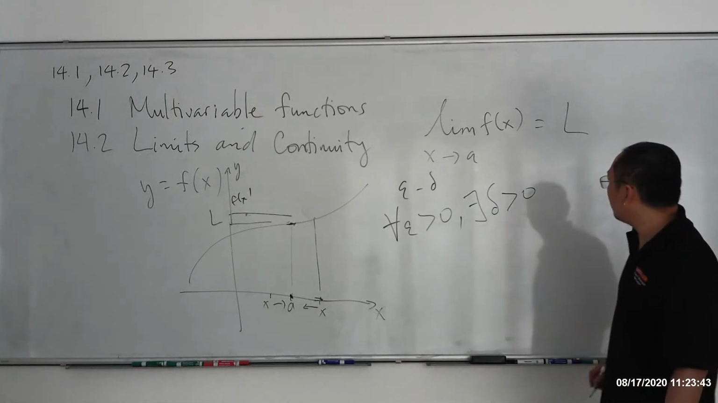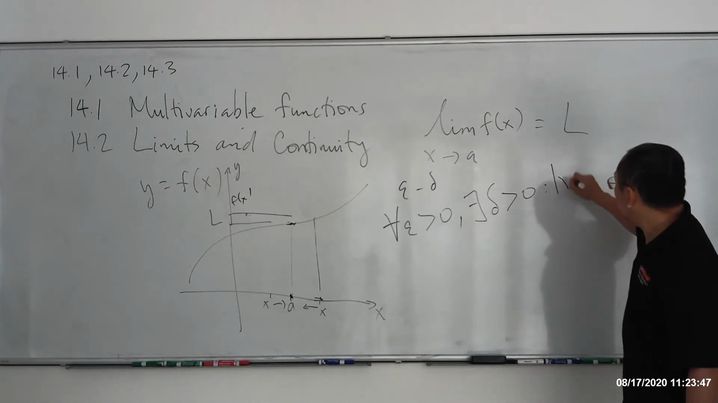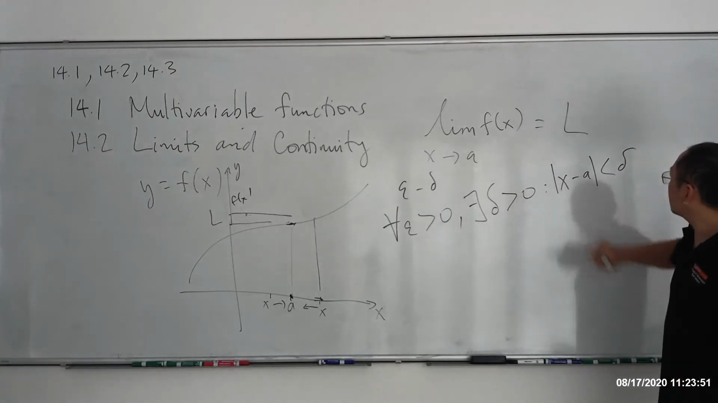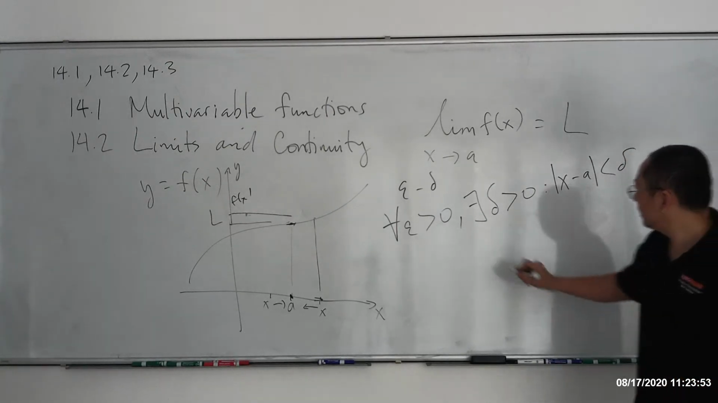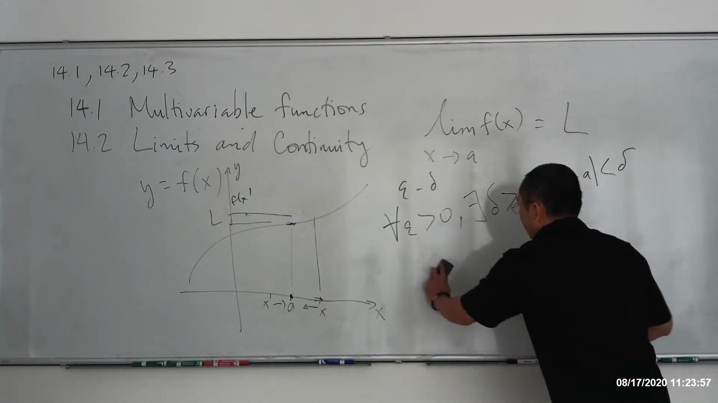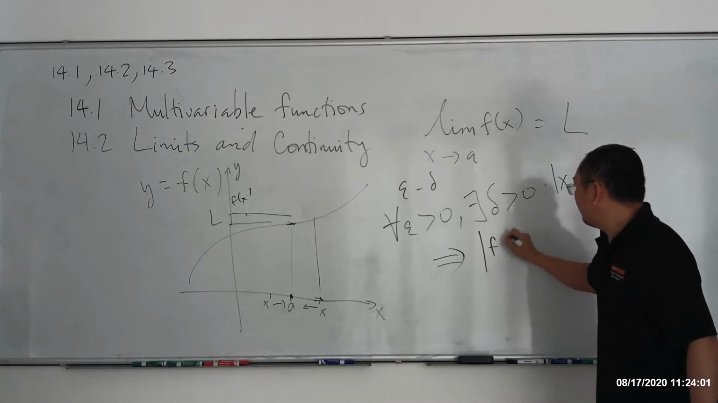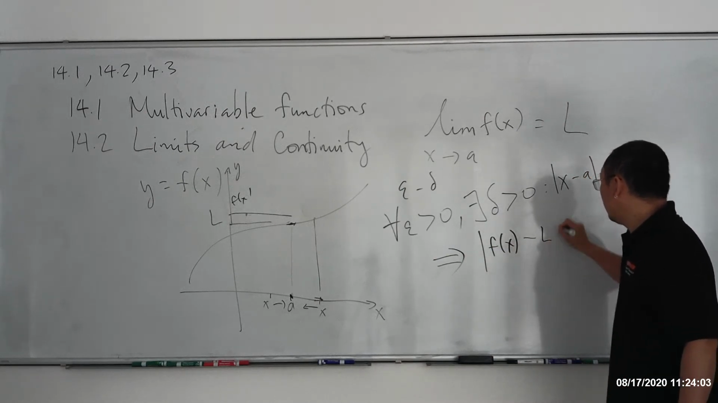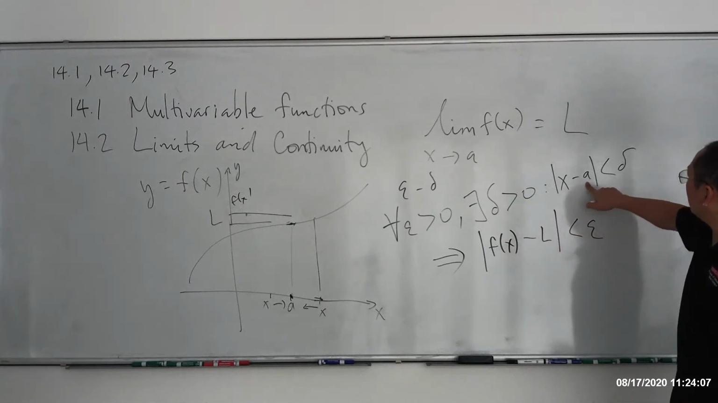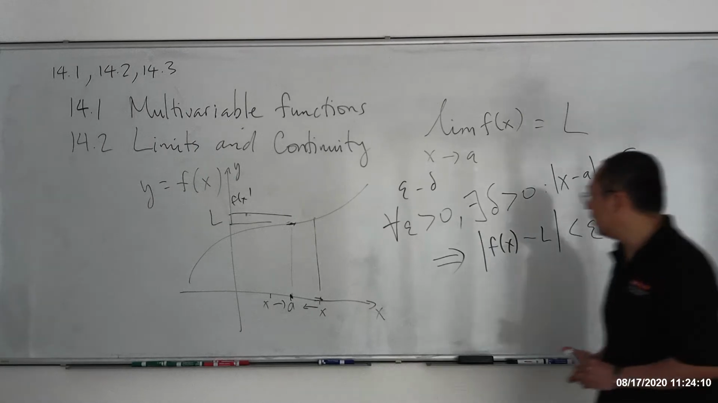There exists delta positive such that whenever |x minus a| is less than delta, which means x is close to a, then this is the notation: it implies that |f(x) minus L| will be less than epsilon. And this means whenever x is close to a, then f(x) will be close to L.